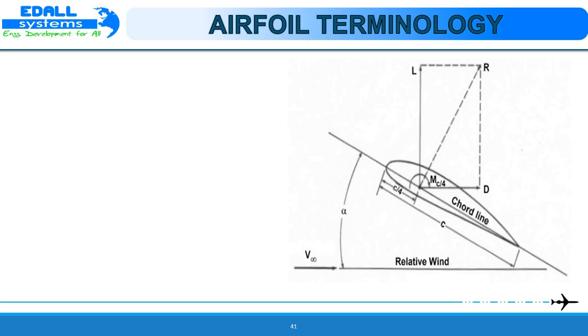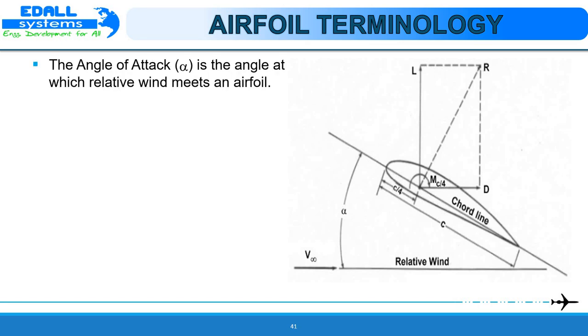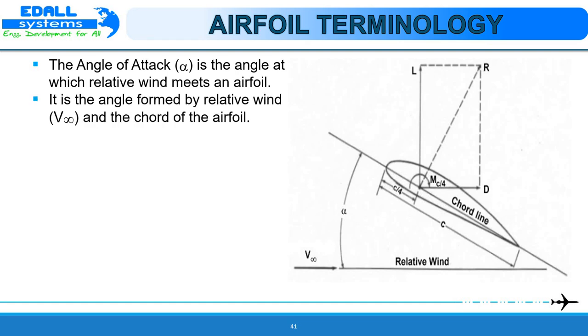The image here shows an airfoil inclined to a stream of air. The free stream velocity V infinity is the velocity of the air far up from the stream of the airfoil. The direction of V infinity is called the relative wind. The angle between the relative wind and the chord line is the angle of attack of the airfoil.